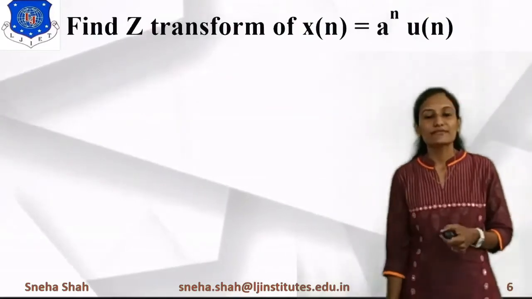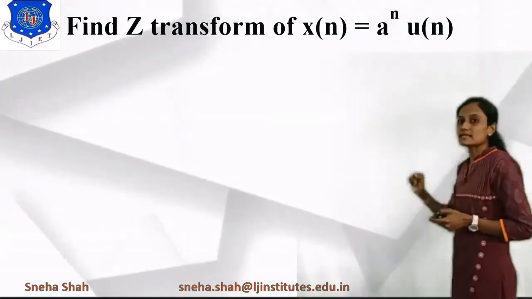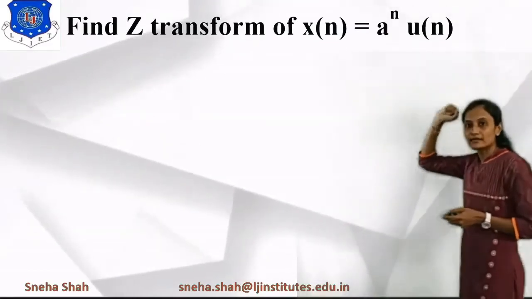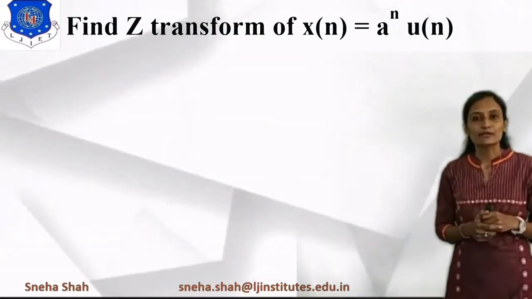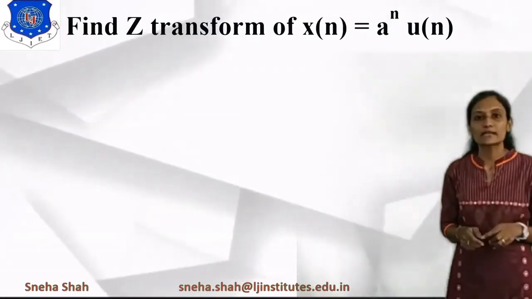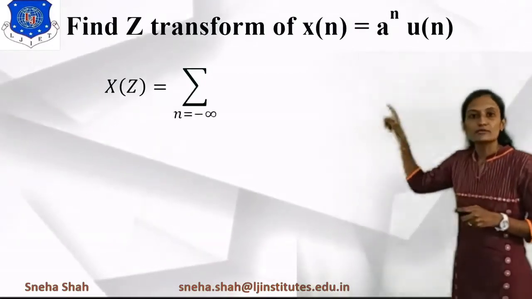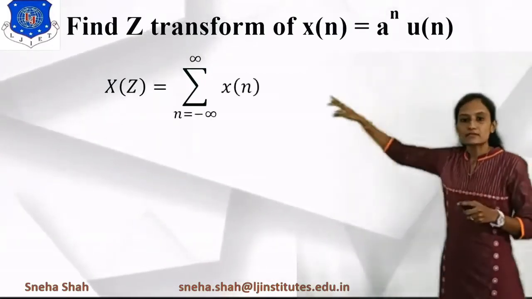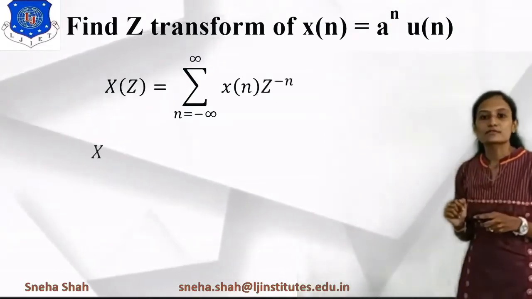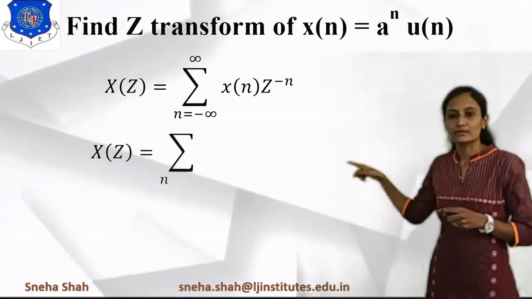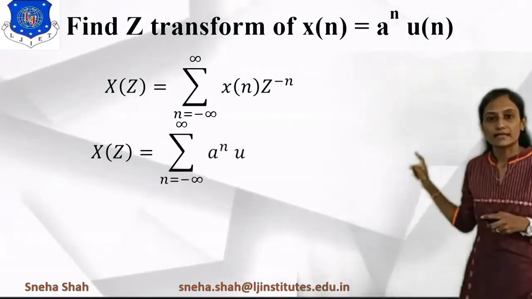Now the next example is to find the z transform of x of n equals a raised to n u of n. What is the z transform of x of n equals a raised to n u of n? First of all, we start by writing the equation of the bilateral z transform, right? So I am writing x of z equals summation n equals minus infinity to infinity x of n into z raised to minus n. Now instead of x of n I am taking a raised to n u of n. So the next step is x of z equals summation n equals minus infinity to infinity a raised to n u of n into z raised to minus n.